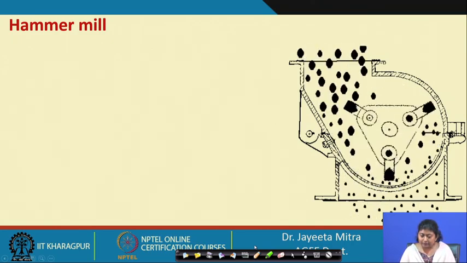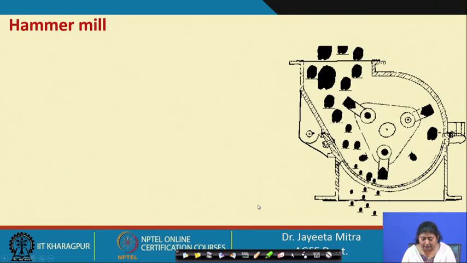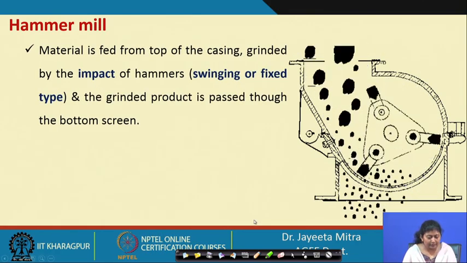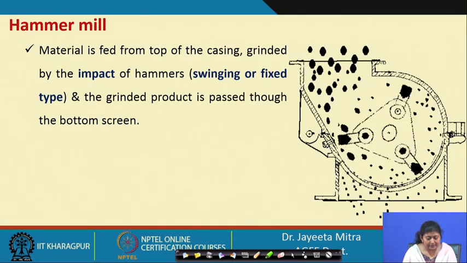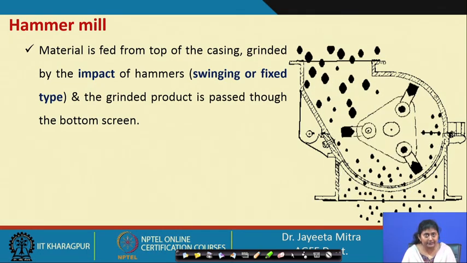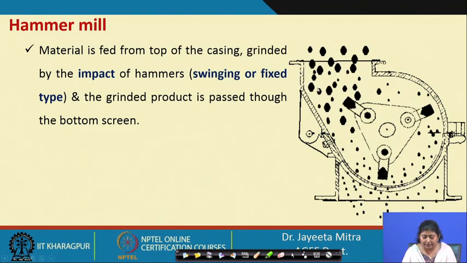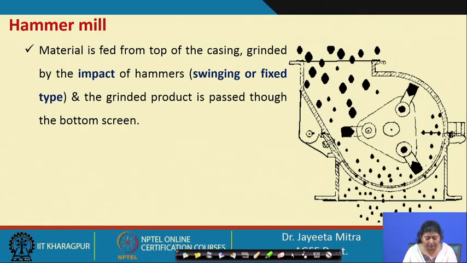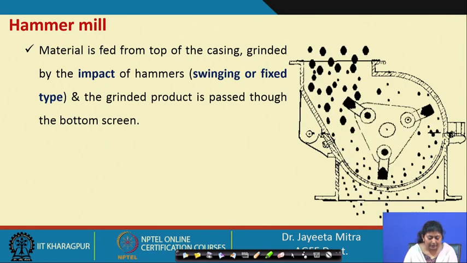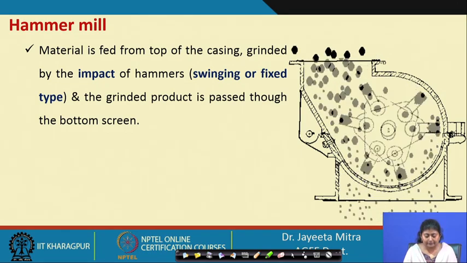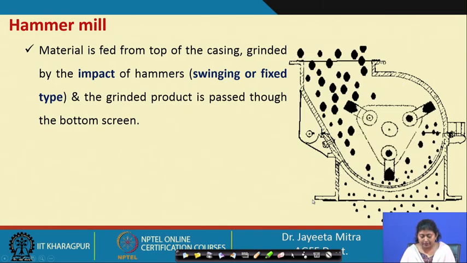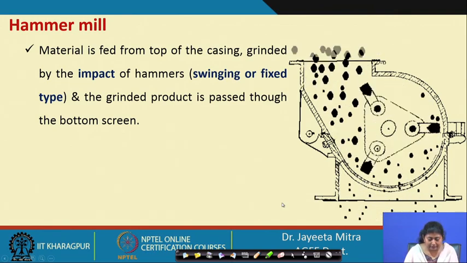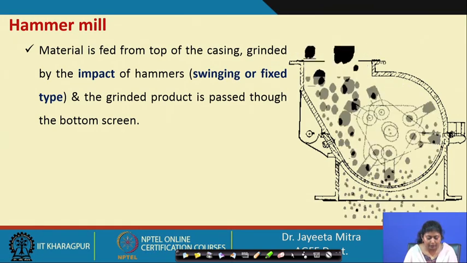Now, next we will see the hammer mill. This is another size reducing equipment. So, what happens in the case of a hammer mill? The material is fed from the top of the casing. Sometimes there is a hopper system also to control the flow rate. Also, we can design the feeding system. From there it comes in and is ground by the impact of the hammers. The hammers may be swinging or fixed with the rotor that is moving, and the ground product is passed through the screen at the bottom.